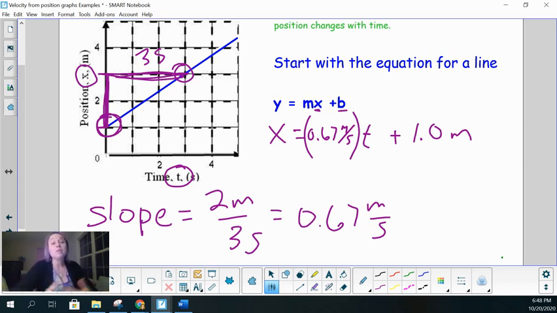This is the complete position equation that represents how position changes with time. Position is equal to 0.67 meters per second times time plus 1.0 meters. You could substitute in any value for time, and then this equation will give you what the position is at that time.